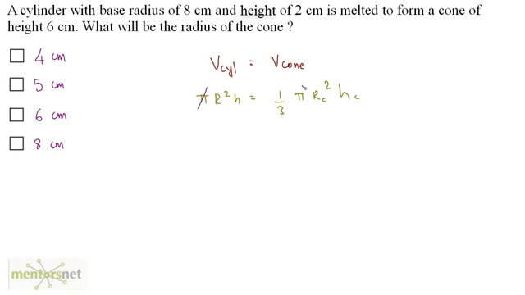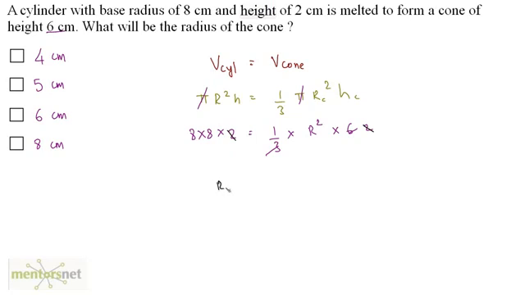So basically this pi and this pi get cancelled out. We have r square h of the cylinder. The radius of the cylinder is 8, so this is 8 times 8 times the height of the cylinder, which is 2, equal to 1 by 3 times, we have to find the radius of the cone, let it be r, so r square, times the height of the cone, which is given as 6. 3 times 2 is 6, so this 2 and this 2 cancel out.